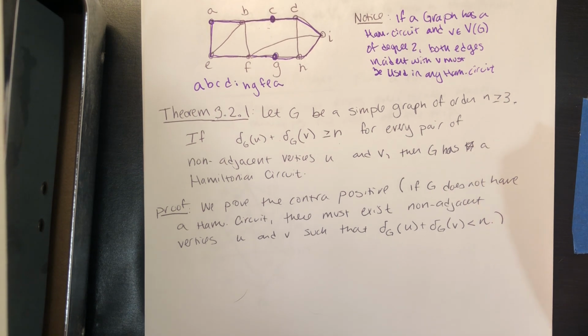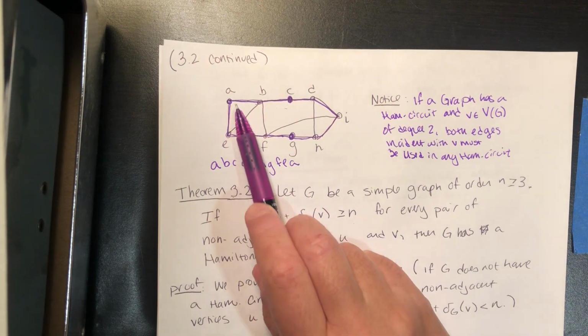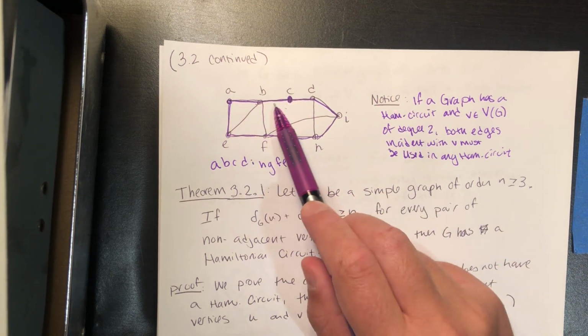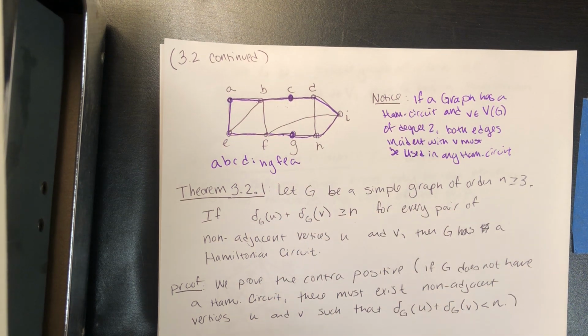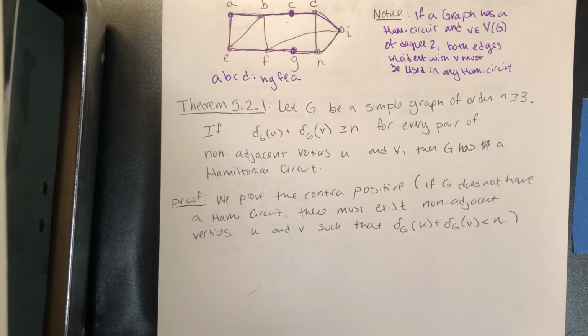Now, this isn't necessarily an if and only if statement. We're not saying that if it has a Hamiltonian circuit, then the reverse is true. As an example of that, we could look up here. A and C are non-adjacent, but their degrees, when you add them together, is not at least n, the order of the graph. But for this one direction, at least, it gives us a way to check whether a particular graph has a Hamiltonian circuit or not.